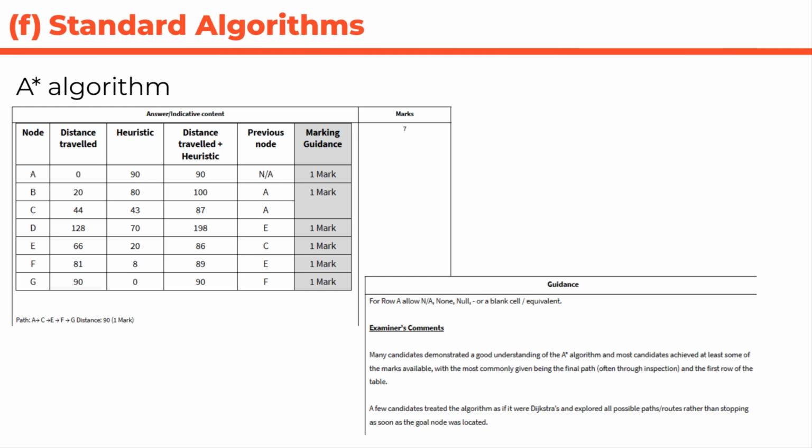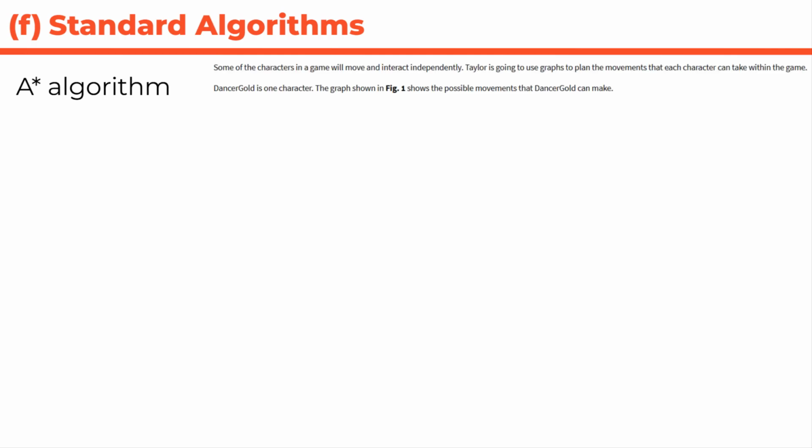So in row A, you could have had NA, none, and null, or a blank cell. Many candidates demonstrated a good understanding of the A-star algorithm, and most candidates achieved at least some of the marks available, the most commonly given being the final path, often through inspection, and the first row of the table. A few candidates treated the algorithm as if it were Dijkstra's and explored all possible paths and routes rather than stopping as soon as the goal node was located. Oh dear. Okay. Right. So let's have a look at this next one.